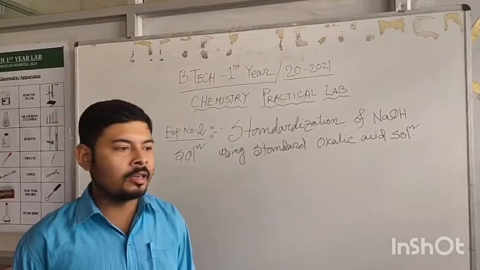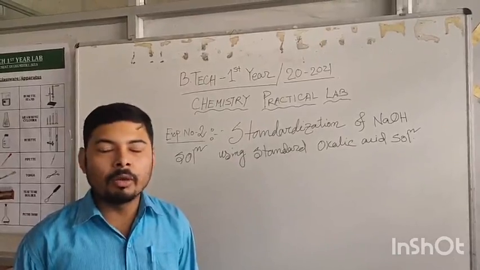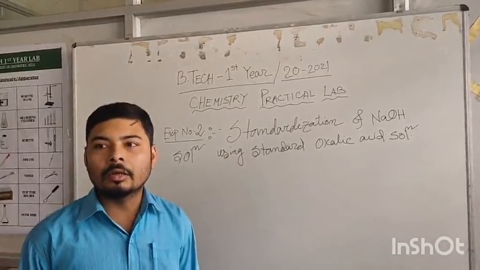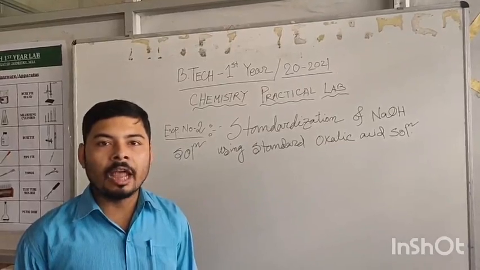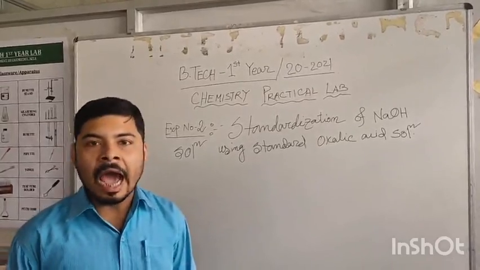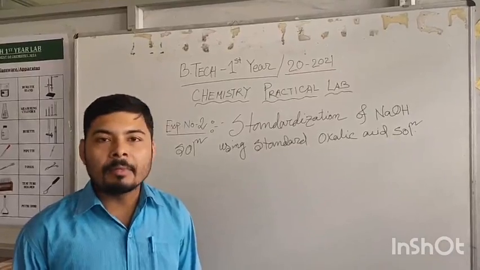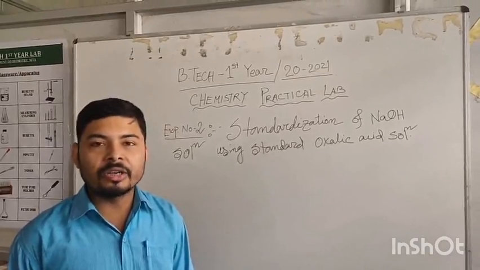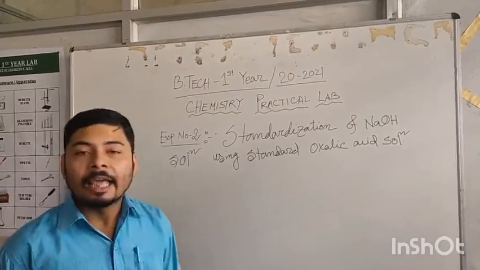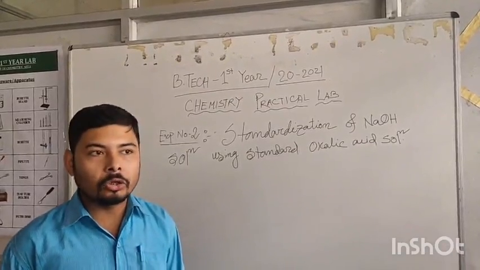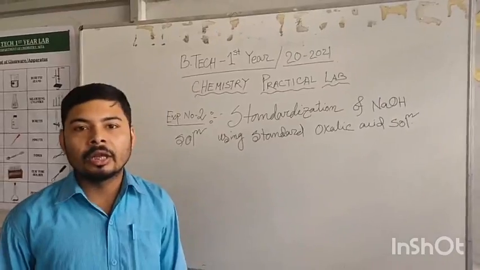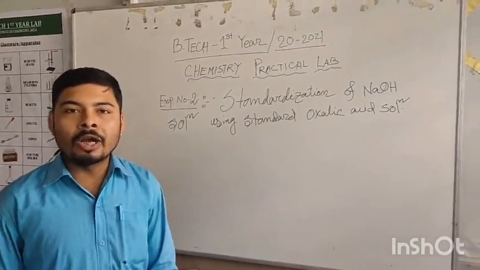If I can say it in a very simple way, a primary standard solution is much more stable in a normal environment, like normal room temperature and pressure. It is highly stable. That means the concentration of a primary standard solution is fixed. It will not change. But if you prepare a secondary standard solution, the strength of the solution will change automatically due to the effect of normal room temperature and pressure.